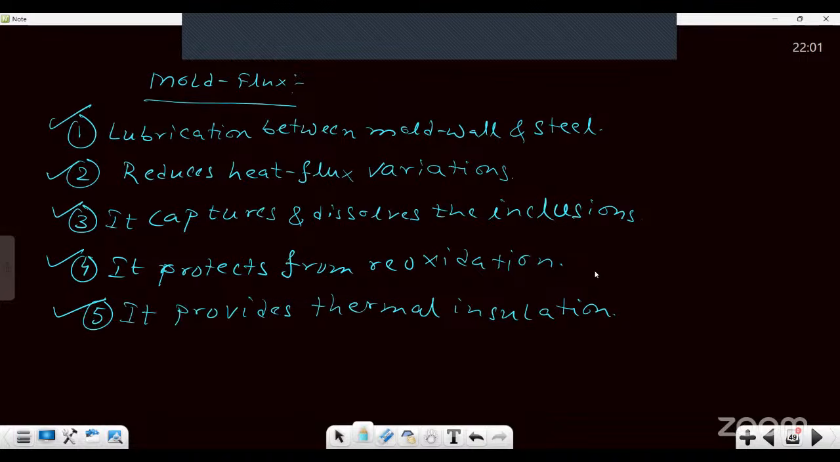So with this, we have substantially covered our continuous casting process. Our steelmaking part we have already covered.